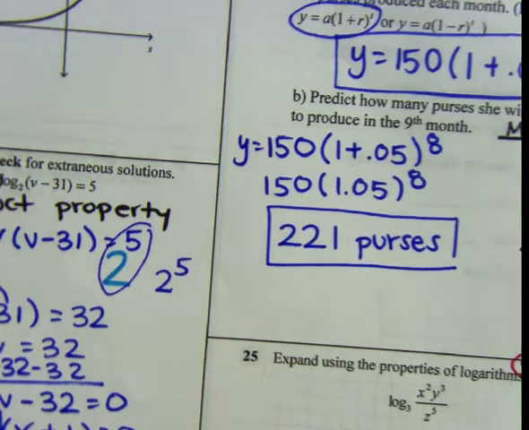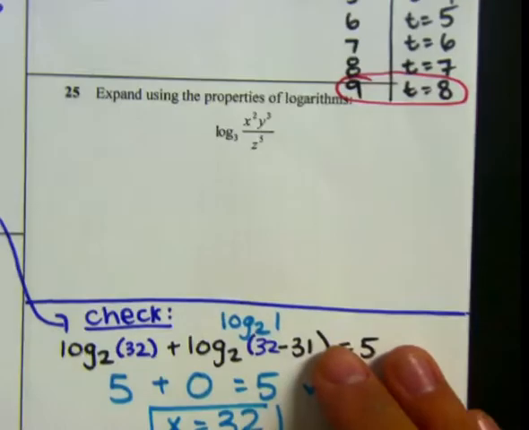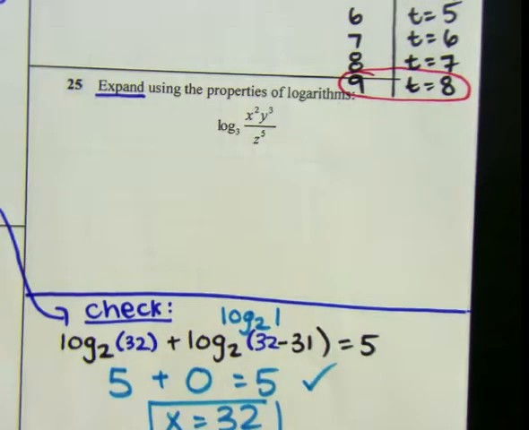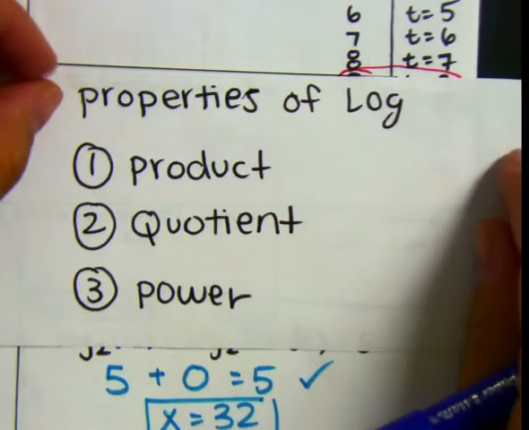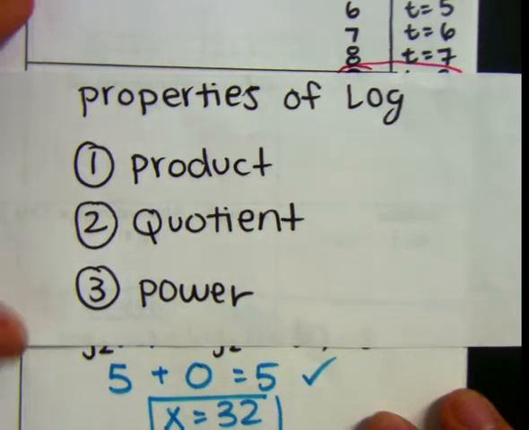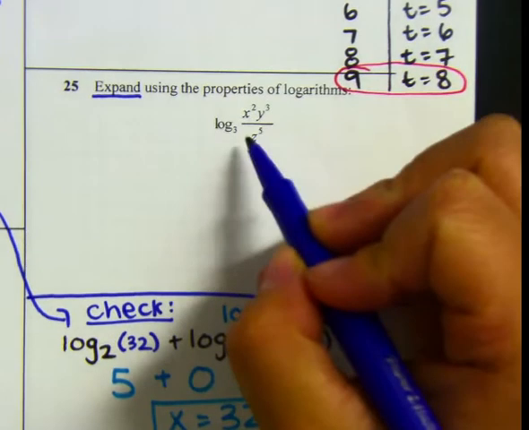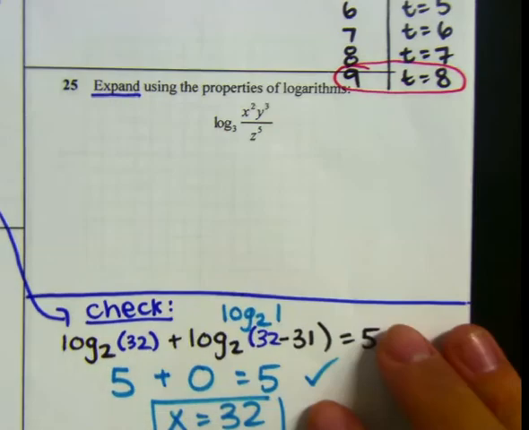Okay, all right, moving on to 25. 25 says to expand. So we're expanding this log expression here. Again, you have 3 properties of log: product, quotient, and power. The first thing I want to tackle is the fact that I have a quotient here. I have division.